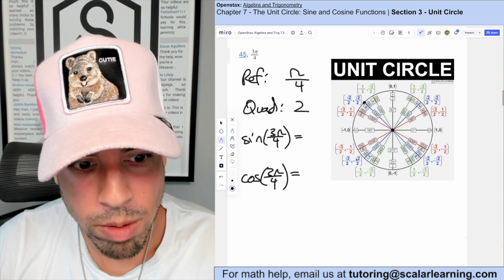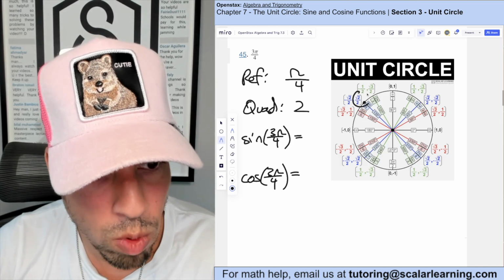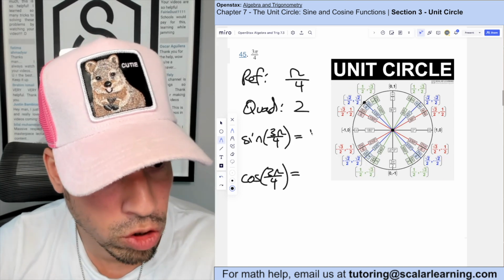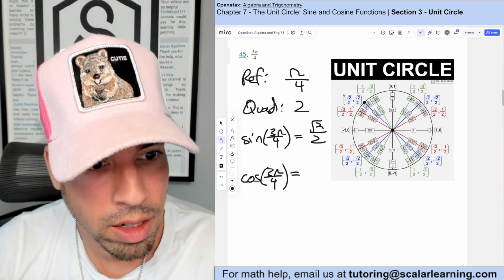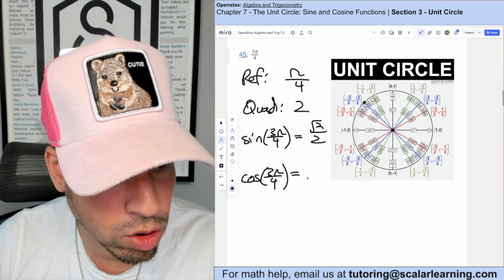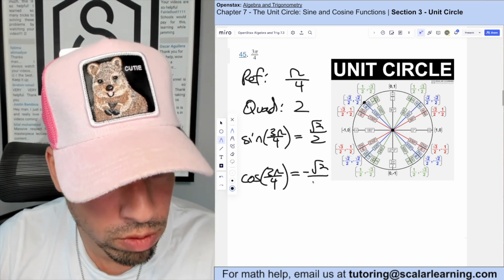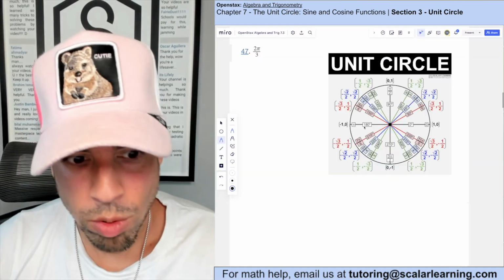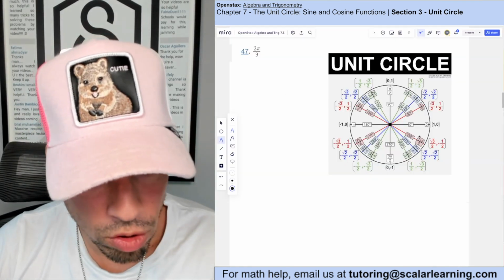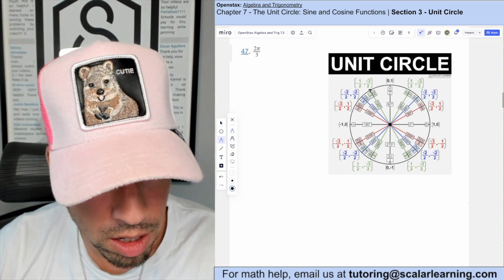So sine of 3 pi 4ths is of course the y value of this coordinate right here, which is rad 2 over 2. And cosine is the corresponding x value, which is negative rad 2 over 2. Boom, done. So for this one, let's find 2 pi thirds on the unit circle, which is right here.